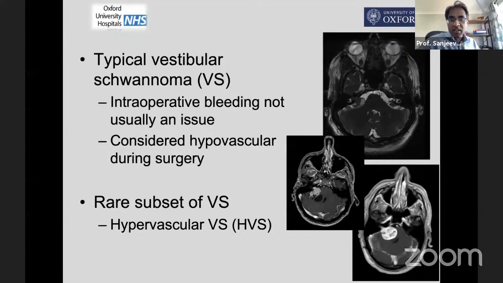For most of us, although it can be challenging, it's a relatively straightforward procedure, getting a good resection, protecting the facial nerve in a vestibular schwannoma. You don't expect a lot of intraoperative bleeding, and even if there is, you can manage it. Historically, although I don't routinely do angiograms on them, people who do consider this a sort of hypervascular tumor. But I want to talk about a subset of these tumors: very vascular vestibular schwannomas.